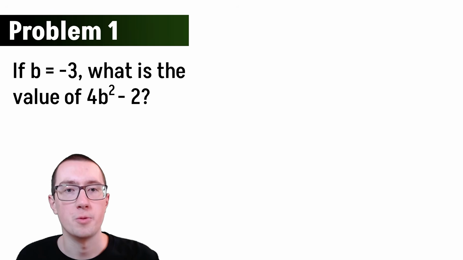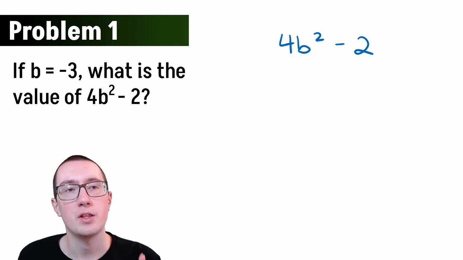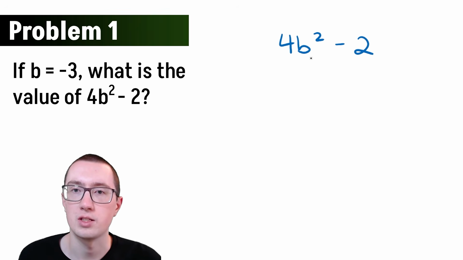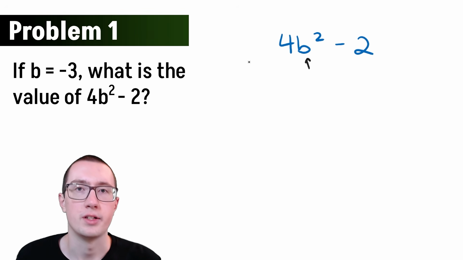So here's the first problem that we'll be doing in this video. It says if b is equal to -3, what is the value of 4b squared minus 2? Now, when it says to find the value of something, we're just looking for a number. And the only thing that's stopping us from finding what number this is equal to is the letter b, because we can't really do math with letters, right? But we know that b is equal to -3. So how about we just plug in -3 for b and then solve it?